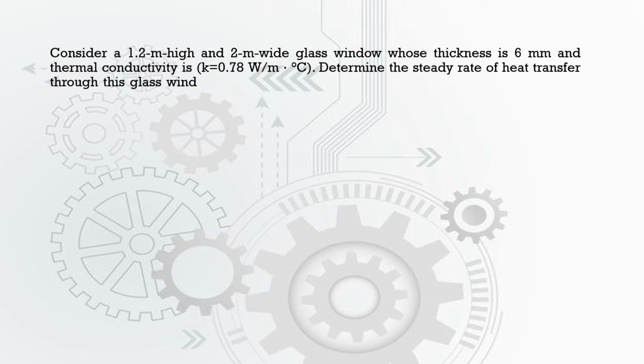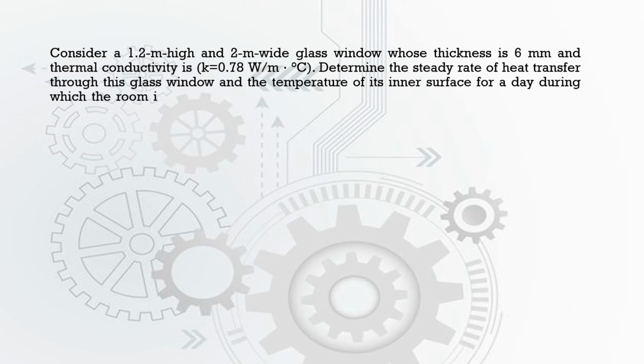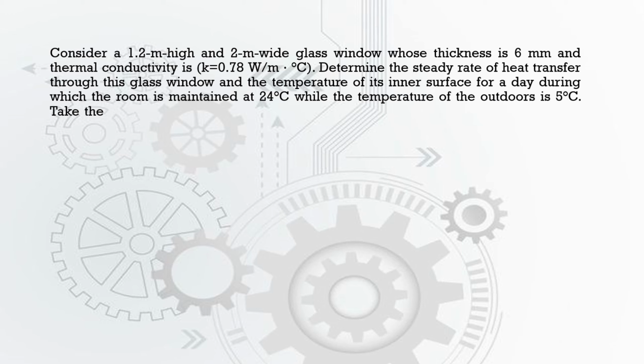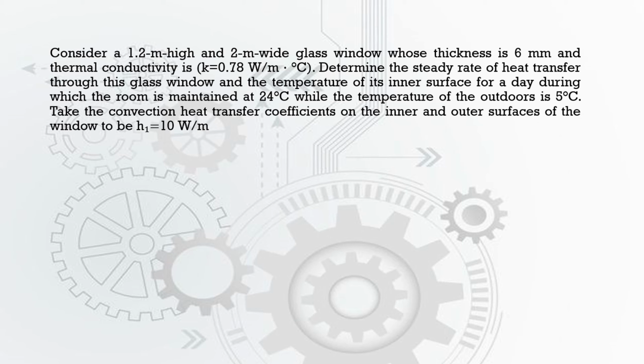Determine the steady rate of heat transfer through this glass window and the temperature of its inner surface for a day during which the room is maintained at 24 degrees Celsius, while the temperature of the outdoors is 5 degrees Celsius. Take the convection heat transfer coefficients on the inner and outer surfaces of the window to be 10 watts per square meter degrees Celsius and 25 watts per square meter degrees Celsius, and disregard any heat transfer by radiation.